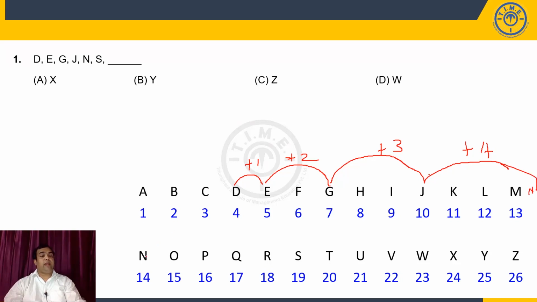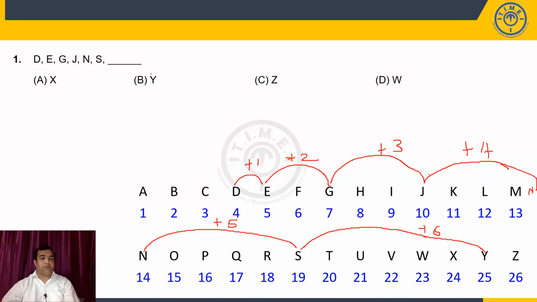And from N to S, that is 14 to 19, it is plus 5, right? So if you look at the pattern, plus 1, plus 2, plus 3, plus 4, plus 5. So now it should be plus 6, 19 plus 6 should give you 25. So your answer should be Y. That is your option B. Fine, so answer is Y, that is option B.